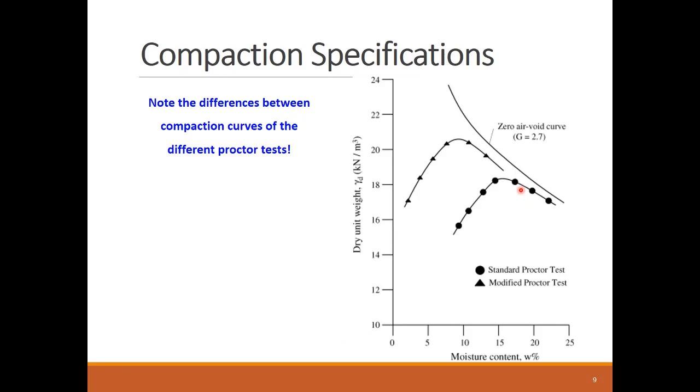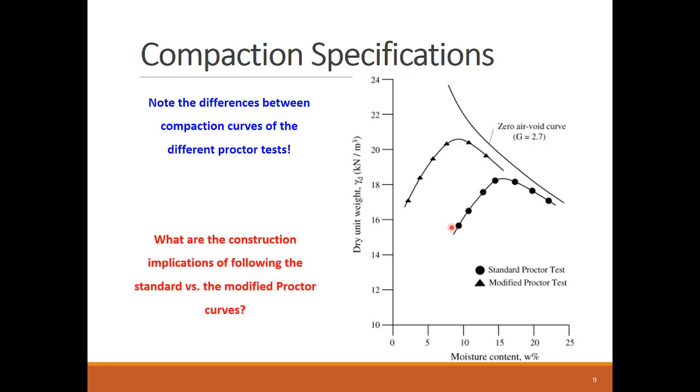This graph shows the difference between the compaction curves of the standard and modified Proctor tests due to their compaction energy difference. The modified test results in a compaction curve that is higher in the graph, with more dry density achieved at less optimal water content. This has great implications on the construction methods and compaction equipment that the contractor needs to select.